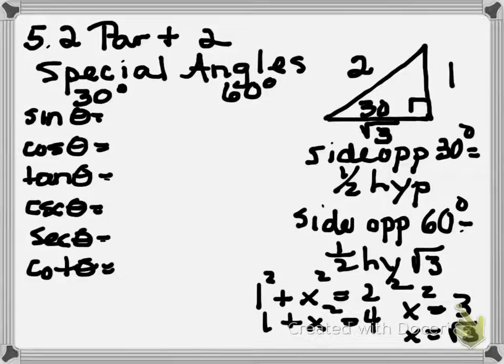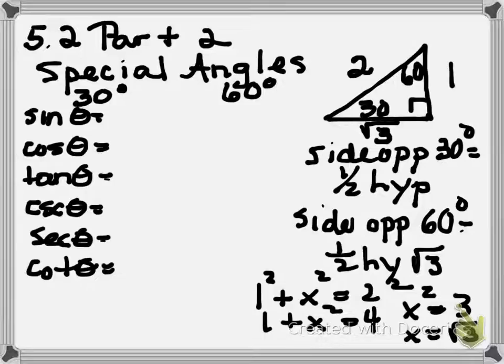So again, the side opposite the 30-degree angle is 1/2 the hypotenuse. Since I chose the hypotenuse to be 2, then the side opposite the 30 is 1. The side opposite the 60-degree angle is equal to 1/2 the hypotenuse times the square root of 3, so it would just be equal to the square root of 3. And again, you could use the Pythagorean theorem. If you know the two sides, the hypotenuse and the side opposite the 30, you could use the Pythagorean theorem to find the side opposite the 60.